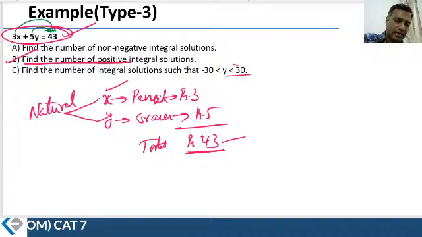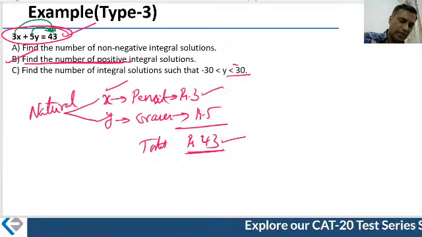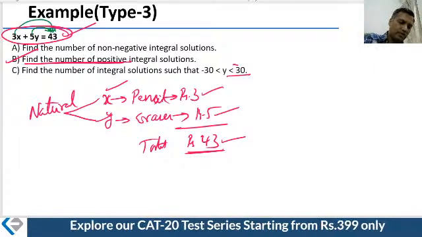Tell me how many ways he can spend, provided each pencil costs 3 rupees and each eraser costs 5 rupees. Naturally he doesn't say that pencils and erasers are natural numbers. We know they are natural numbers. Therefore you end up in this situation.